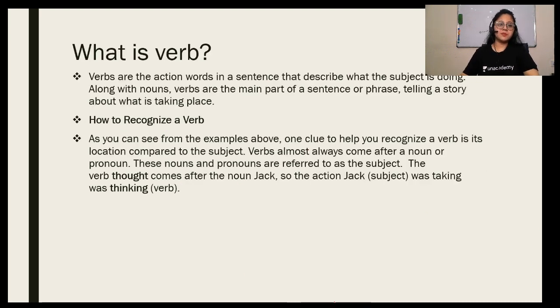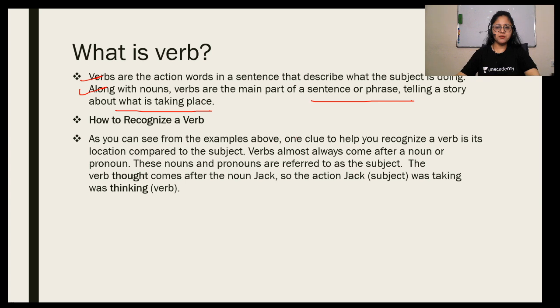So I'm going to begin by telling you what a verb is. Today's class is basically on verbs and its types, and it's going to give you a good amount of practice for the IELTS examination, because out of all the grammatical skills, it is the verb where students make the most number of mistakes. So it's very important to get practice on that and become an expert on it. Verbs are the action words in a sentence that describe what the subject is doing. Along with nouns, verbs are the main part of a sentence or phrase, telling a story about what is taking place. So, how do you recognize a verb?